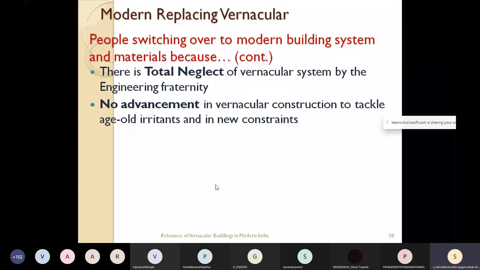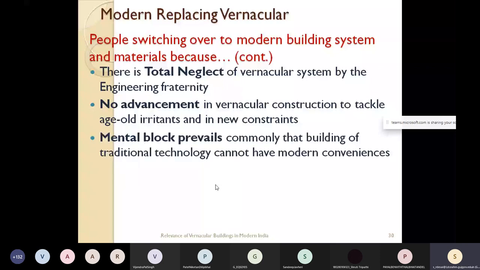The mental blocks prevailing commonly are that buildings of traditional technology cannot have modern conveniences. I mentioned that earlier. So somebody who wants a modern bathroom will say, no, I cannot have a random rubble masonry house, I have to have a brick house. But nothing could be farther from the truth.